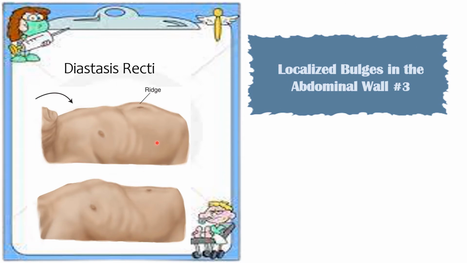Okay, so another localized bulge in the abdominal wall, we have the Diastasis Recti. So there is a separation of the two rectus abdominis muscles through which the abdominal contents form a midline ridge that typically extends from the xiphoid to the umbilicus and is seen only when the patient raises the head and the shoulders. So it is often present in patients with repeated pregnancies, obesity, and with chronic lung disease. It is clinically benign.